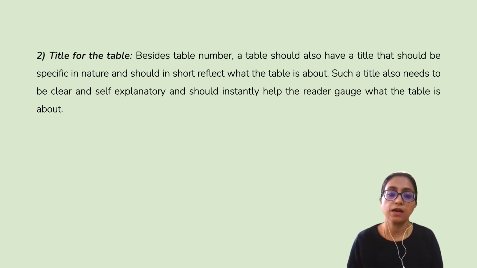Then comes the title of the table. The title of the table is very important, and it should be very specific in nature. The title will represent what the table is about. Reading the title of the table alone should make it clear that this table is telling about this thing. So it should be self-explanatory, and the reader can easily understand what the table is about. This is the main function of the title.